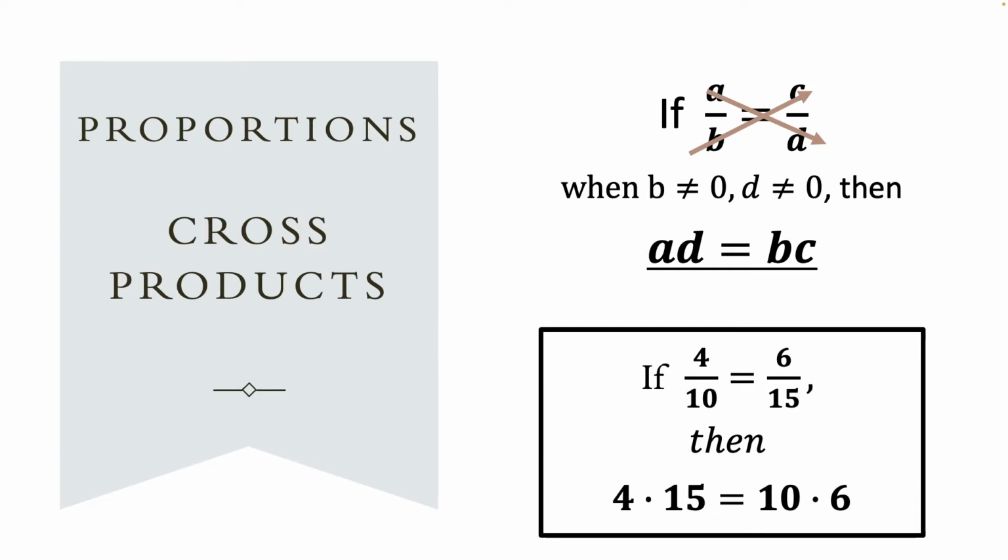Here's an example. If 4 over 10 equals 6 over 15, that means that 4 times 15 equals 10 times 6. So 4 times 15 equals 60. 10 times 6 equals 60. So that's a true proportion.